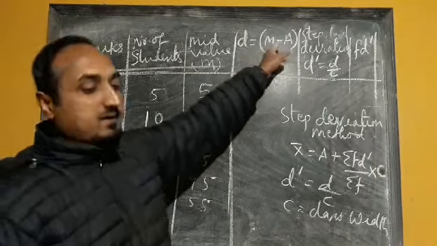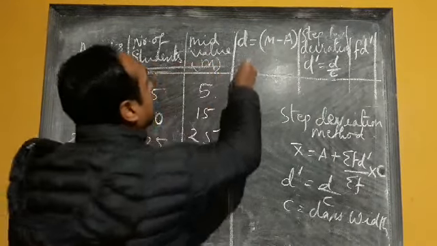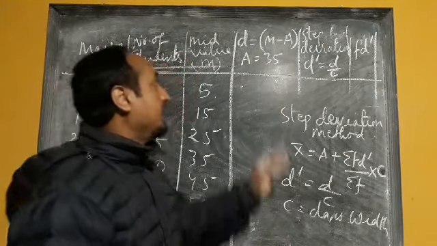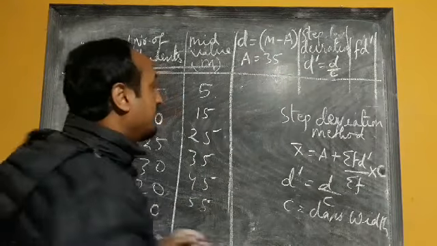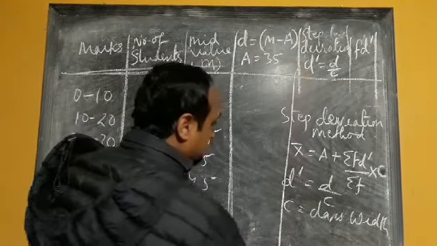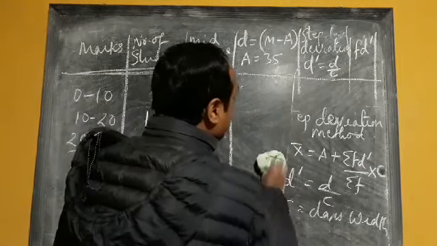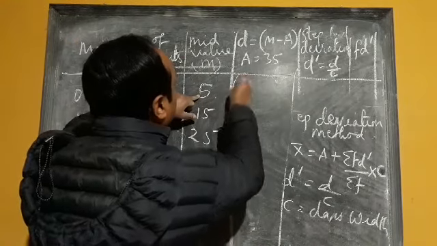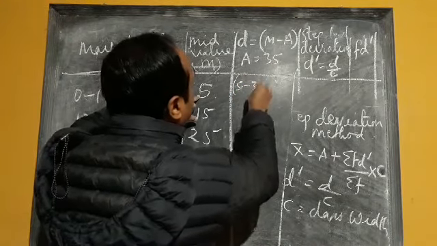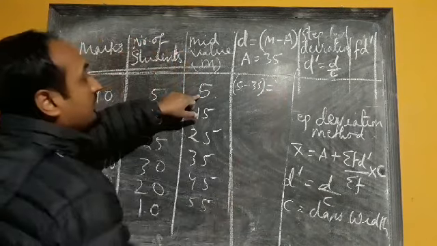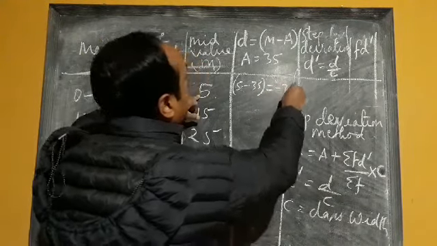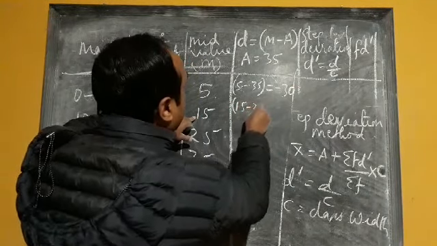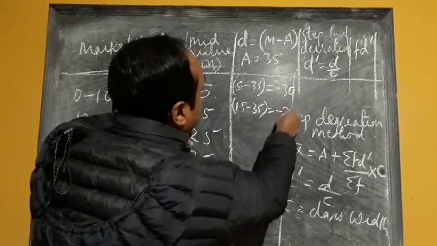d equals m minus a. Like the previous sum, we consider 35 as the assumed mean, a. Now we will calculate the value of d. For the mid value 5, 5 minus 35 gives minus 30. Next, 15 minus 35 gives minus 20.